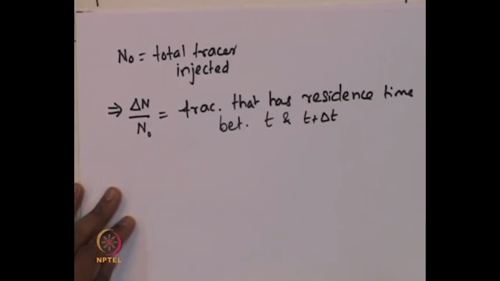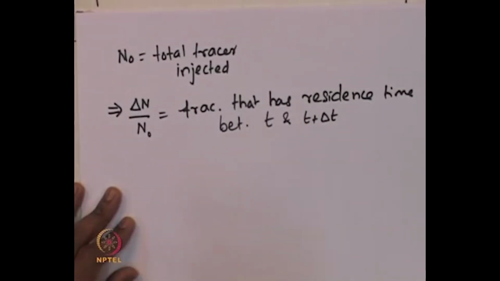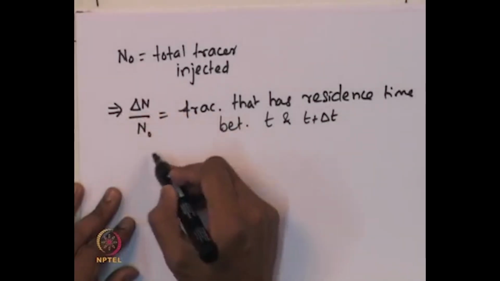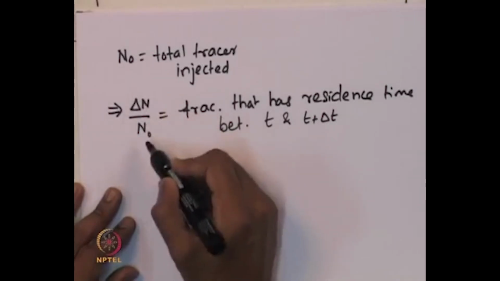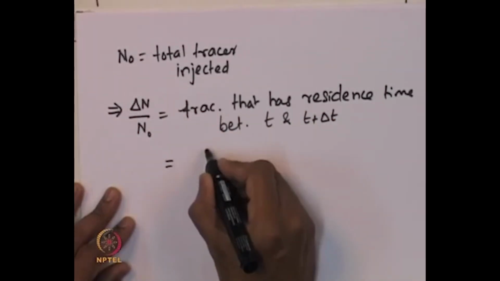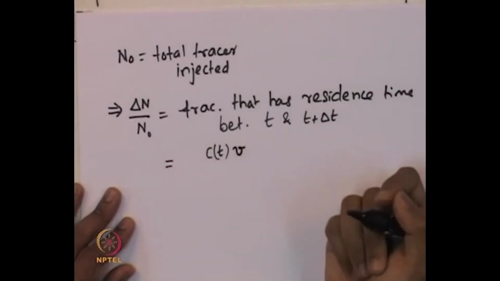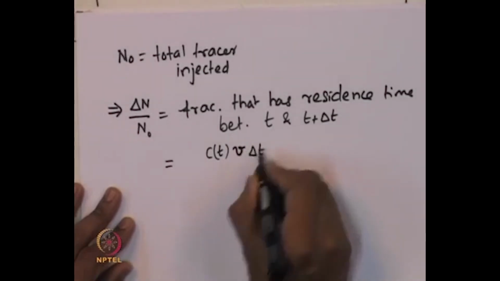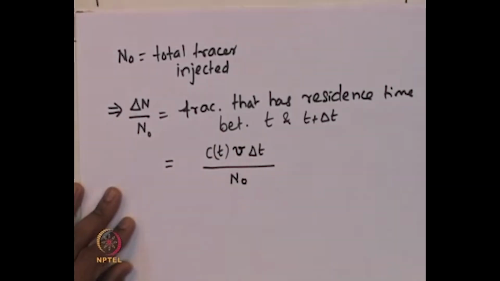So, the material that has spent a time inside the reactor between t and t plus delta t is the material which is going to come out of the vessel in that time delta t. Therefore, the fraction that has residence time between t and t plus delta t is simply given by delta N divided by N naught, and that is equal to C, the concentration of the tracer in the effluent, multiplied by the volumetric flow rate of the effluent stream into delta t. This whole numerator is nothing but delta N divided by N naught.